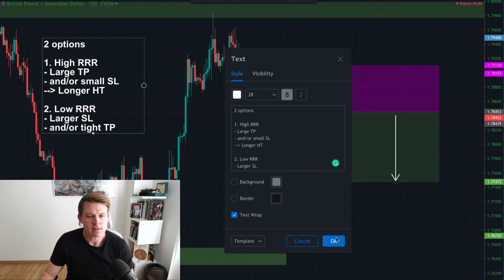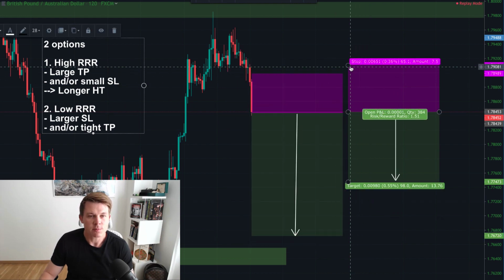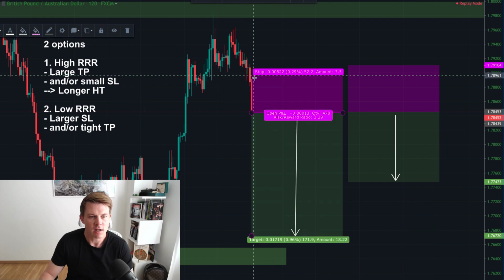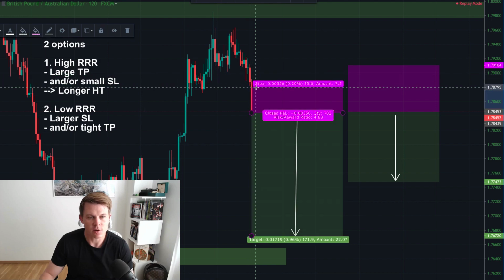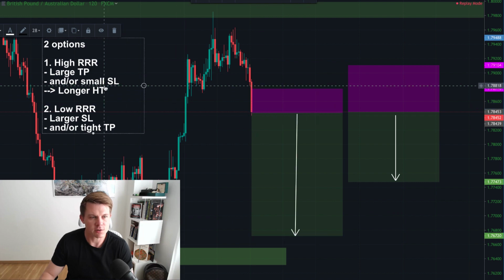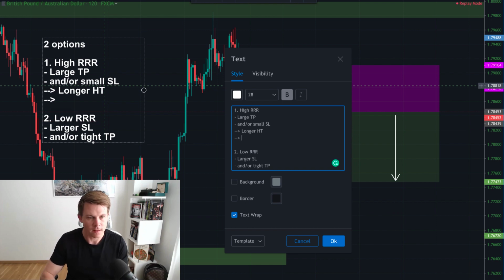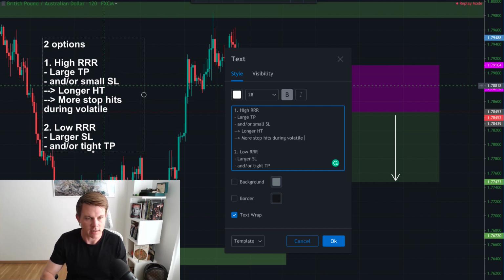In this example we don't see it as much, but there are traders who use a much wider stop loss on the second one and a much tighter one on a high reward to risk ratio system. So let's make it even more clear. Let's say we go to a 5-to-1 reward to risk ratio and you have a very tight stop loss. What does this tight stop loss mean? It means that when volatility picks up just a little bit, you will be taken out of your trades much more easily because the price has an easier time reaching your stop loss. So more stop hits during volatile times.